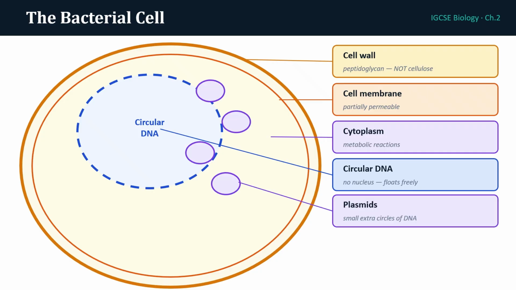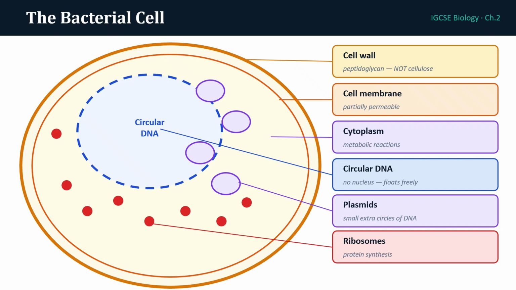Then the purple ovals you are watching now are the plasmids. These are small extra circles of DNA separated from the main DNA. The red dots which are appearing right now are the ribosomes, which are involved in protein synthesis. And you have to remember, notice, what is absent in bacteria? Bacteria have no mitochondria, no chloroplast, and no nucleus. These are completely absent in bacteria.